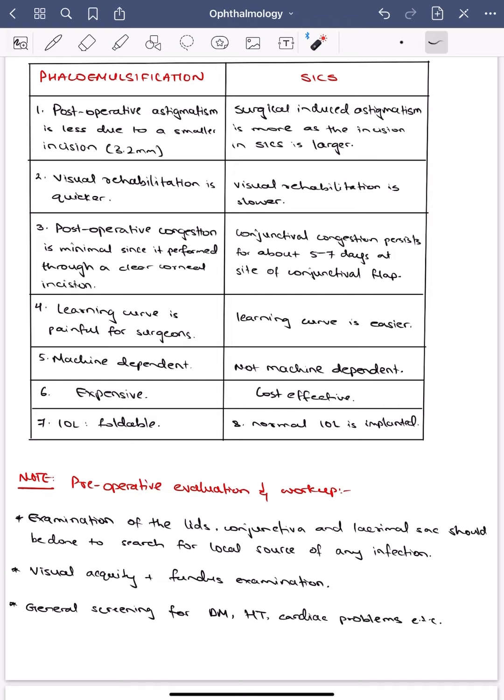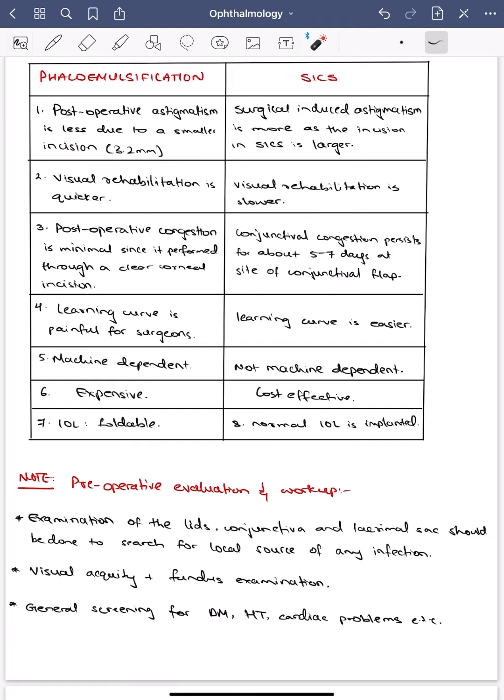Now for your vivas, commonly asked questions are: what are the advantages of phacoemulsification over SICS? What are the differences between SICS and phacoemulsification? What are the steps in the surgical procedure of small incision cataract surgery? So these are some of the questions that can be asked in your viva.